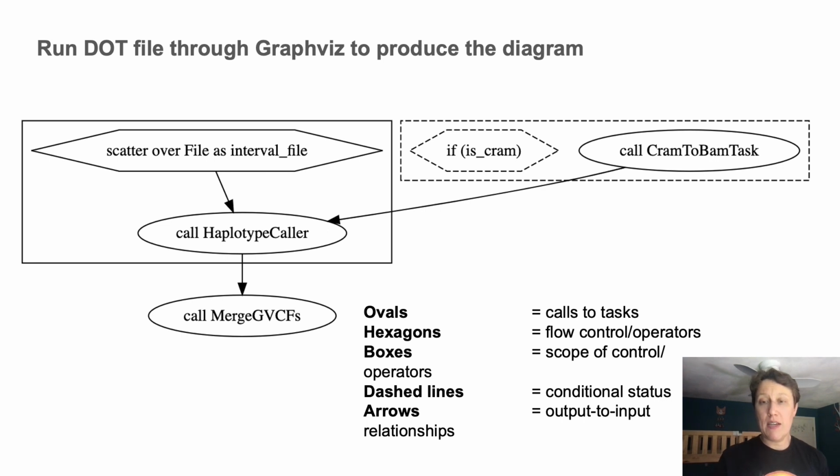And at this stage, we can sort of read the flow out loud, right? First, if something is cram, call the cram to BAM task, then call haplotype caller using a scatter function, which means parallelize it over intervals, and then finally call merge GVCFs on the output of haplotype caller.